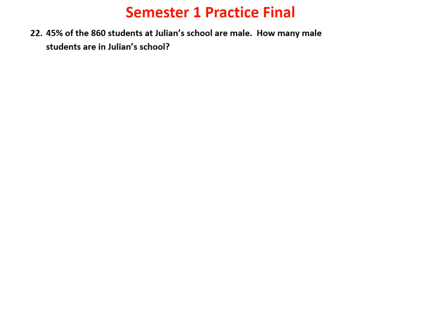Problem 22 says that 45% of the 860 students at Julian's school are male. How many male students are in Julian's school? So let's set up our proportion. One equation we have is that the part is equal to the percentage times the whole, when we write the percentage as a number over 100.